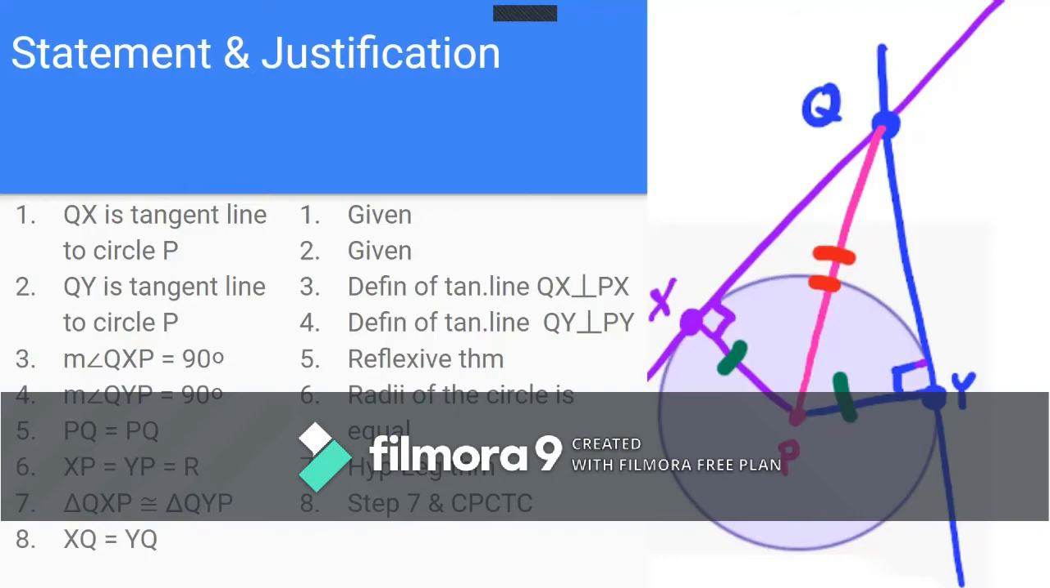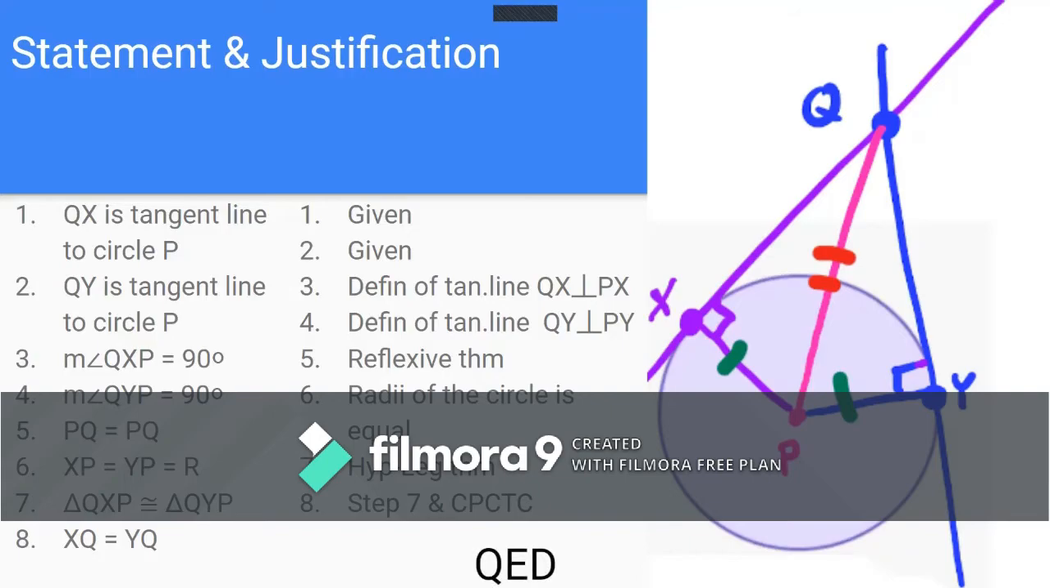since those two triangles are congruent, doesn't that mean line XQ has to equal line YQ because of step 7? Well, yeah, that makes sense. Since you proved those two triangles are equal, those two sides have to be equal too. So that makes sense.